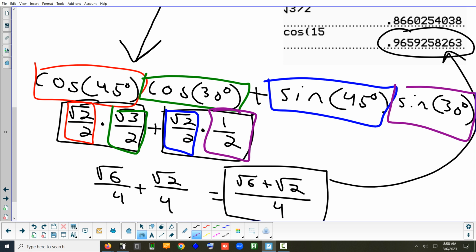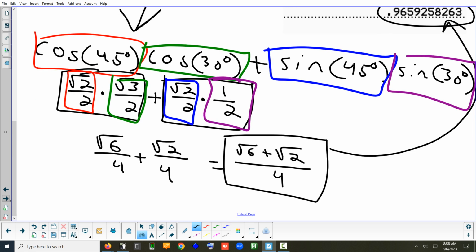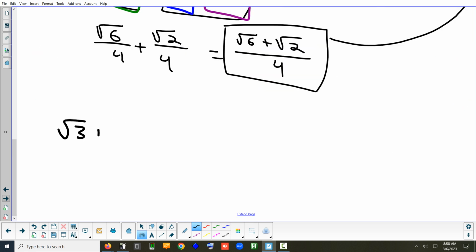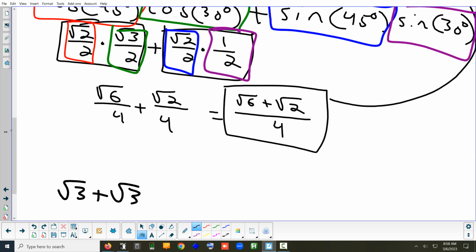Would you have to simplify the answer by combining terms or anything? There's nothing you can do with that. You cannot add square roots together. If you had something like square root of 3 plus square root of 3, those can be added together, and you can say 2 square roots of 3. But when you have different square roots, like square root of 6 plus square root of 2, there's nothing you can do.